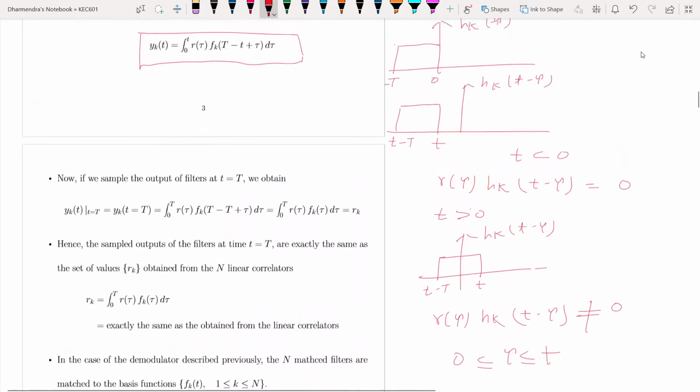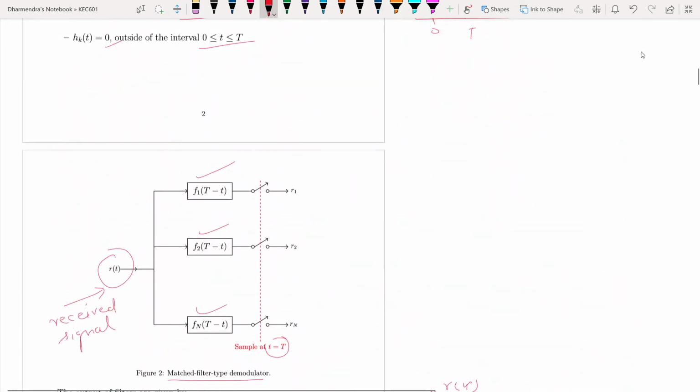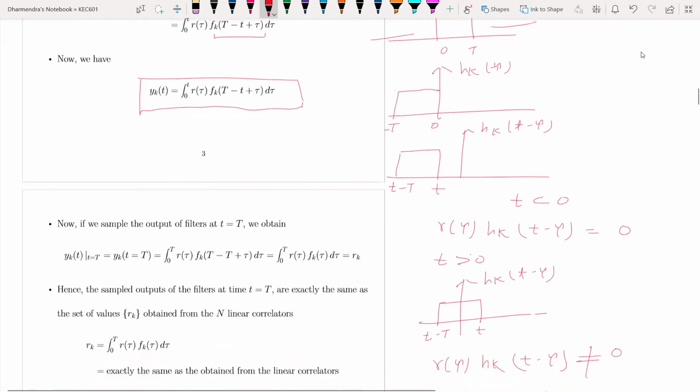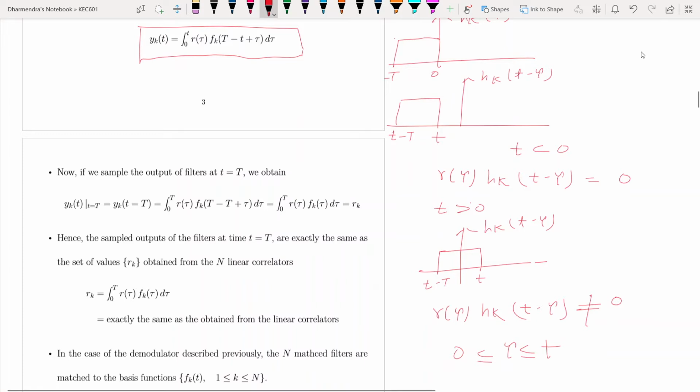Now the output of these matched filters should be sampled at t equal to capital T. So we sample the output y k of t at t equal to T. So here I will substitute t equal to capital T.